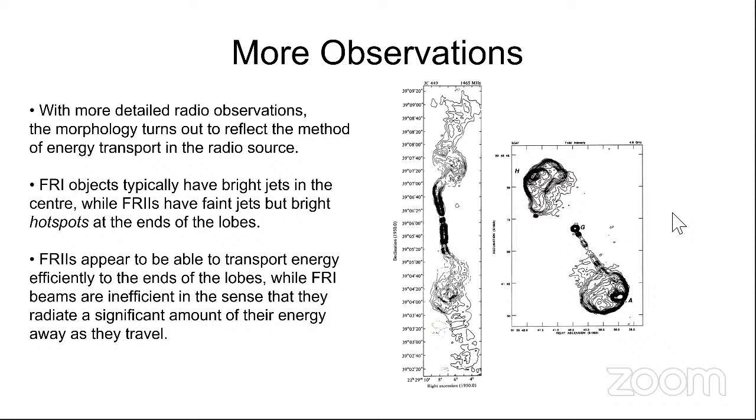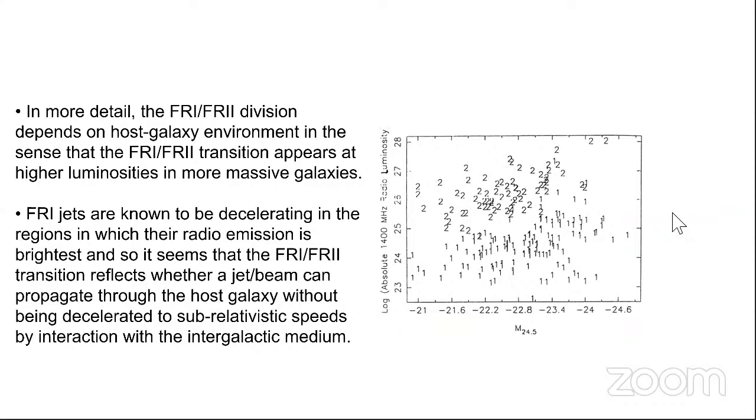Okay, so we see so many different things. So we see a double jet, we see single jet. So we need to make classification in terms of power, in terms of magnitude. So we have a bunch of differences.